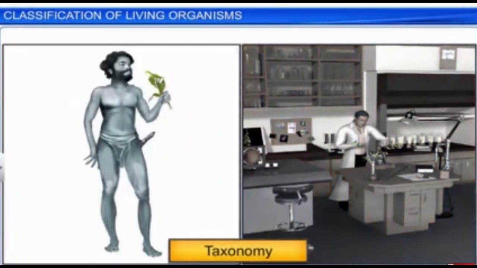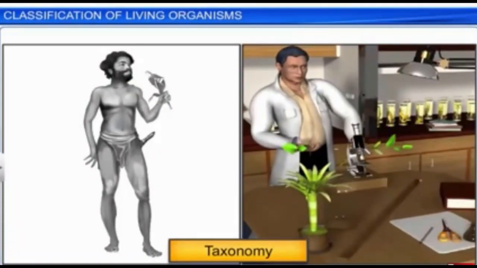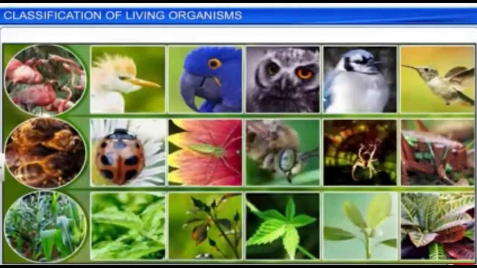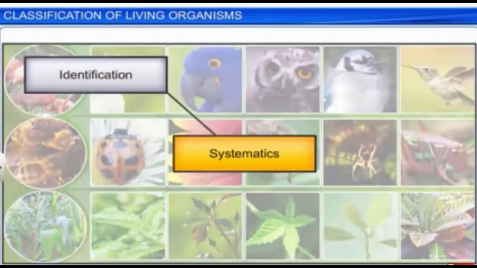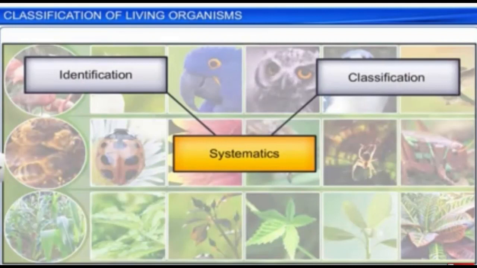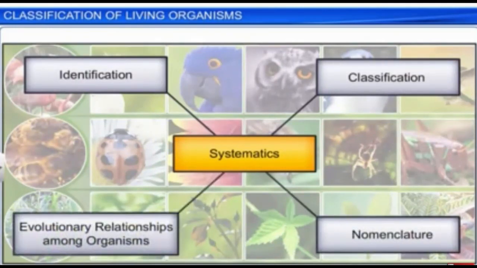Taxonomy isn't new to humans. For ages, humans have been interested in knowing about different types of organisms and the relationships among them. This branch of study is known as systematics, which means systematic arrangement of organisms. However, today, systematics also includes the identification, classification, nomenclature, as well as evolutionary relationships among organisms.